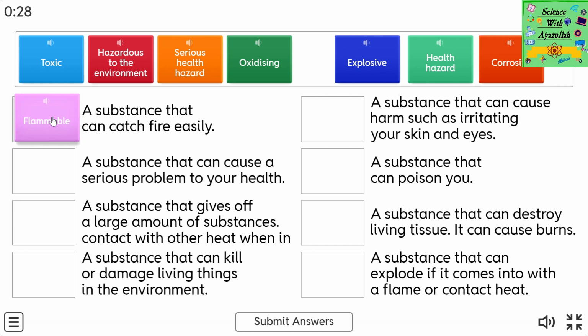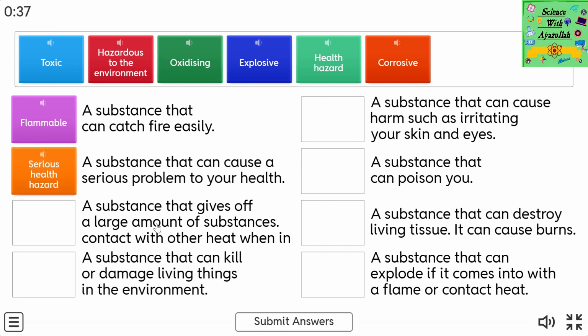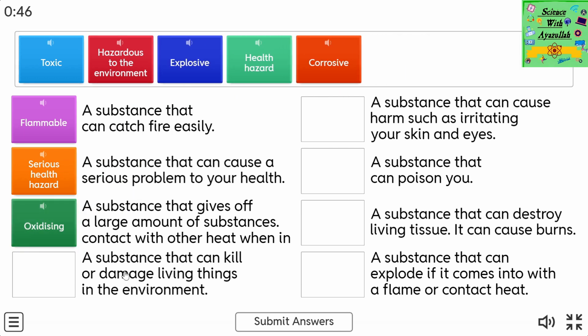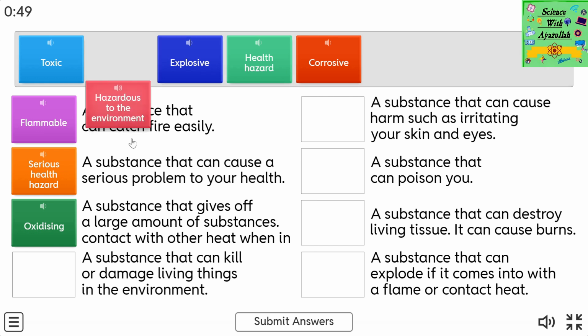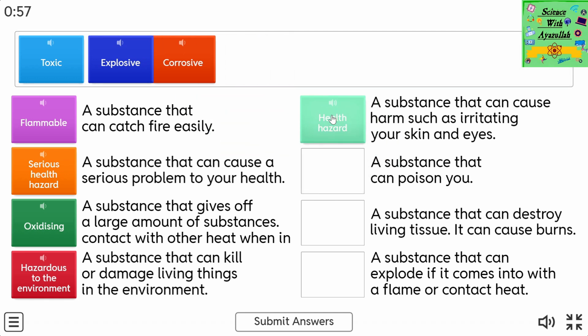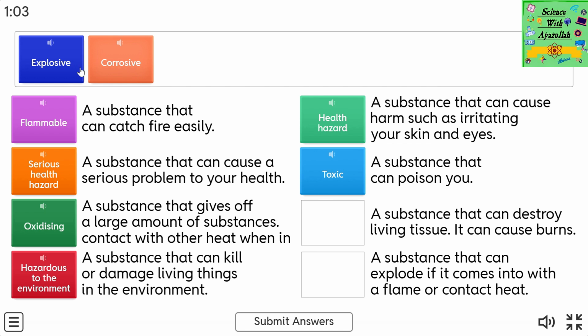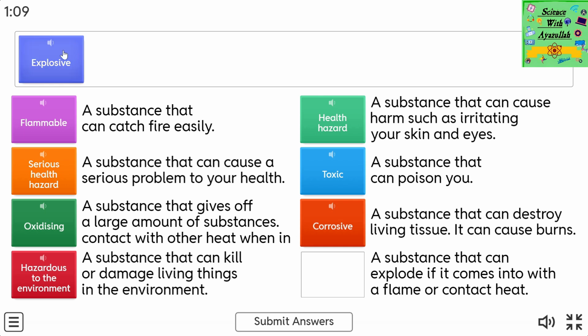Flammable. Serious health hazard. Oxidizing. Hazardous to the environment. Health hazard. Toxic. Corrosive. Explosive.